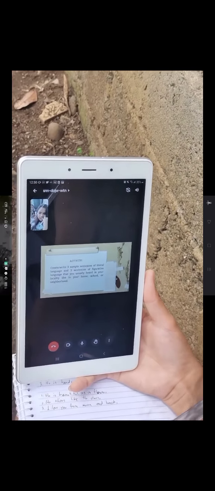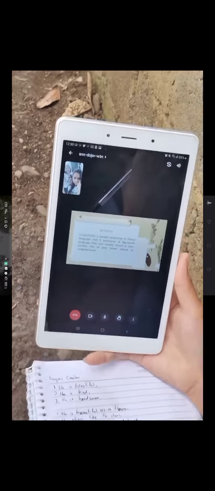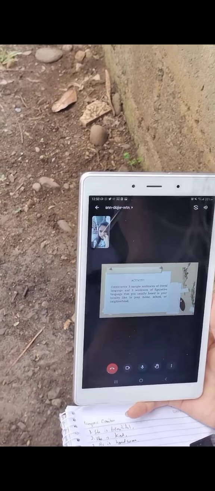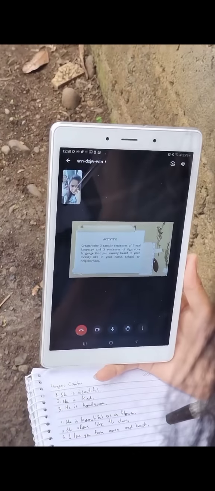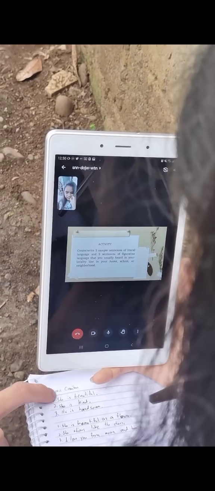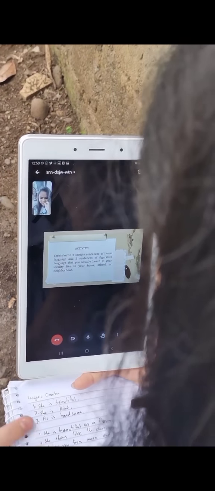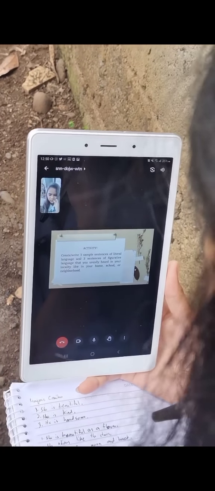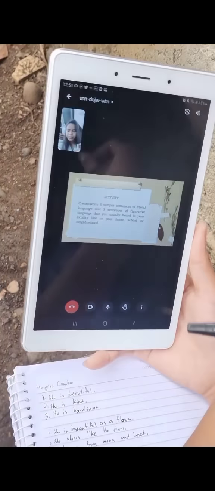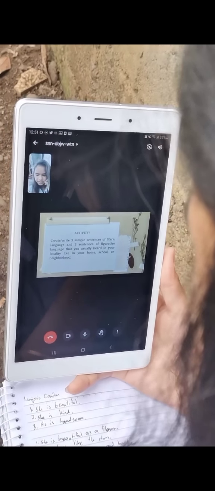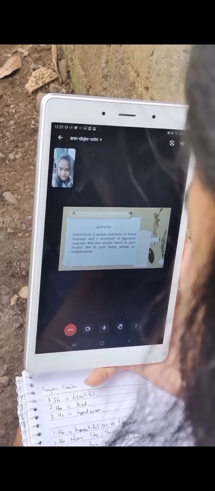I am just using my phone to record. You can say it out loud. Remember, number 1, 2, and 3 for literal language, and then the same for figurative language. Okay, for literal language, can you say it? Okay, number one.